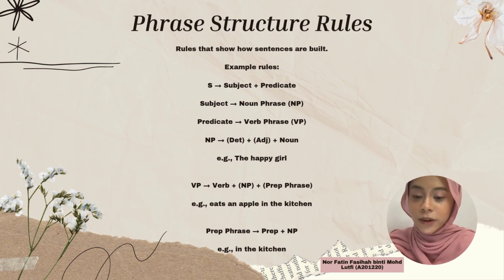For example, phrase expansion. First, the noun phrase. A noun phrase is a determiner plus adjective plus noun. For example, "the happy girl." The is the determiner, happy is the adjective, and girl is the noun. Second, the verb phrase. A verb phrase is a verb plus noun phrase plus prepositional phrase. For example, "eats an apple in the kitchen." Eats is the verb, an apple is the noun phrase, and in the kitchen is the prepositional phrase.